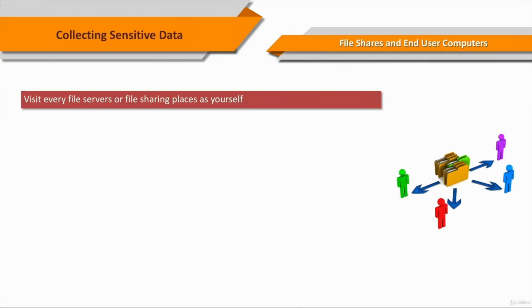The first way to collect sensitive data is, in fact, not a post-exploitation process. While gathering information in the reconnaissance phase, visit every file server or file sharing place that you have access rights to, just like everyone else. You haven't compromised any system yet, and you haven't escalated your privileges either. Just look at the common places. You won't believe the information you'll gather.